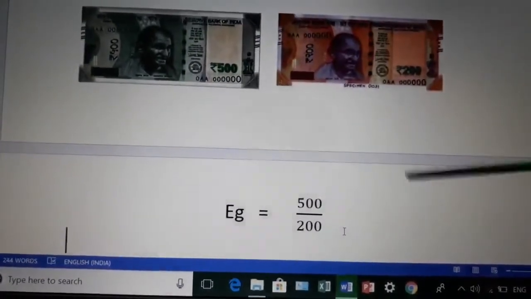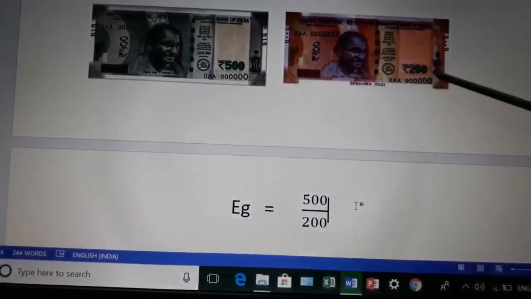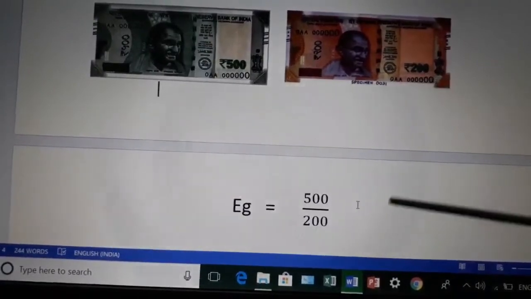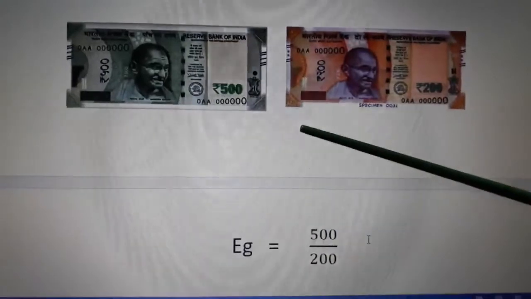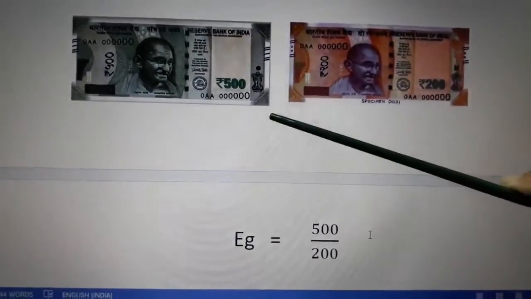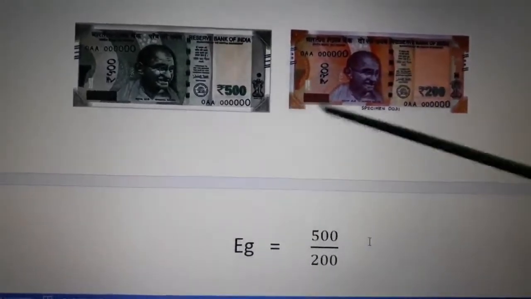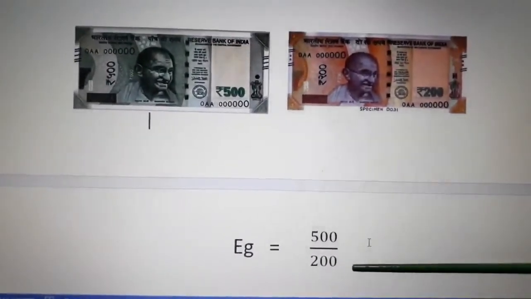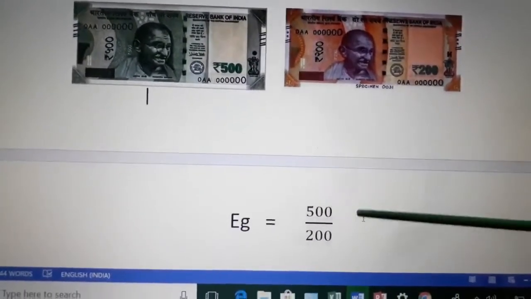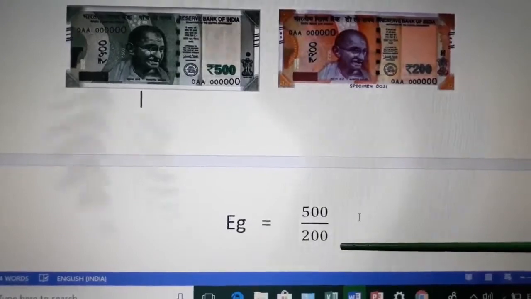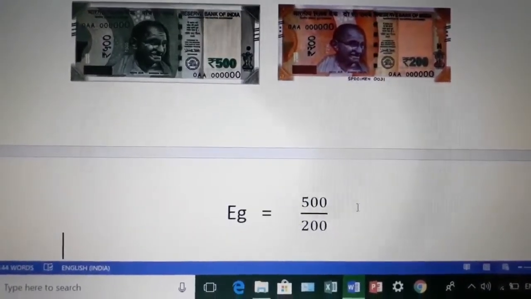Now here another example. Suppose you have rupees 200. Okay, your mummy gives you rupees 200 and you want to buy a doll for rupees 500. So is it possible? No, it is not possible. It is improper. We can't buy a doll for 500 rupees when we have only 200. So when the numerator is bigger than your denominator, these fractions are called as improper fractions. Okay.